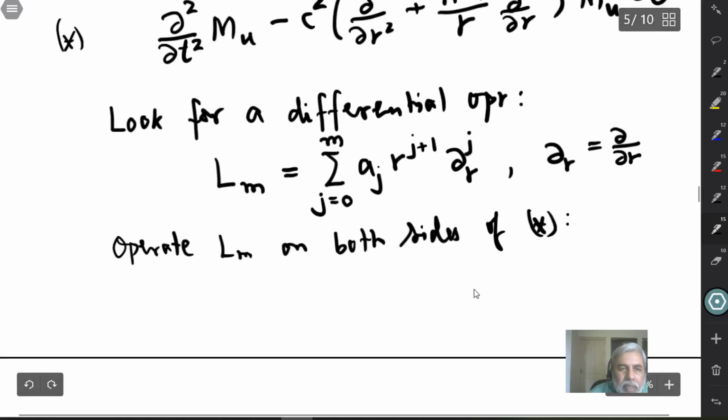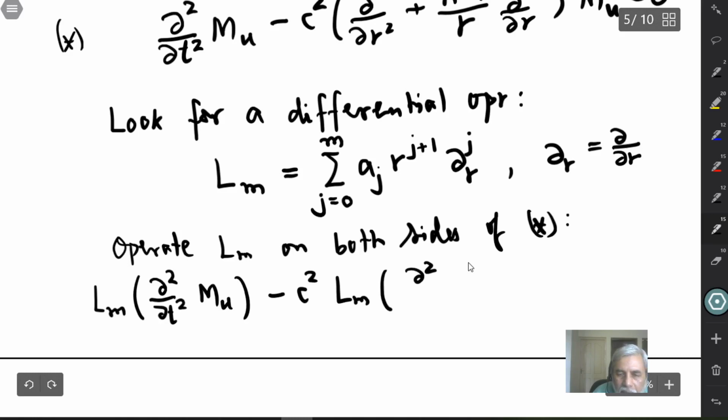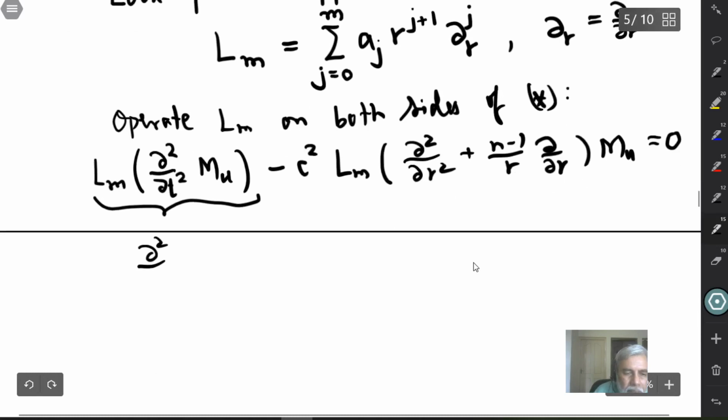Let me just write that and I'll continue next time. This L_m is a linear operator, and given star is also a linear equation, there is absolutely no problem. Applying L_m, this will just become del square by del t square, because this is the t variable and that is the r variable. So there is no problem there.